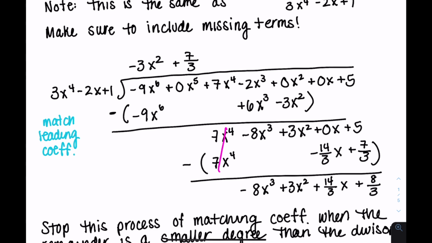So each of these pieces does have a specific name. The thing that goes underneath the division sign is going to be the dividend. The thing you're dividing by is the divisor.